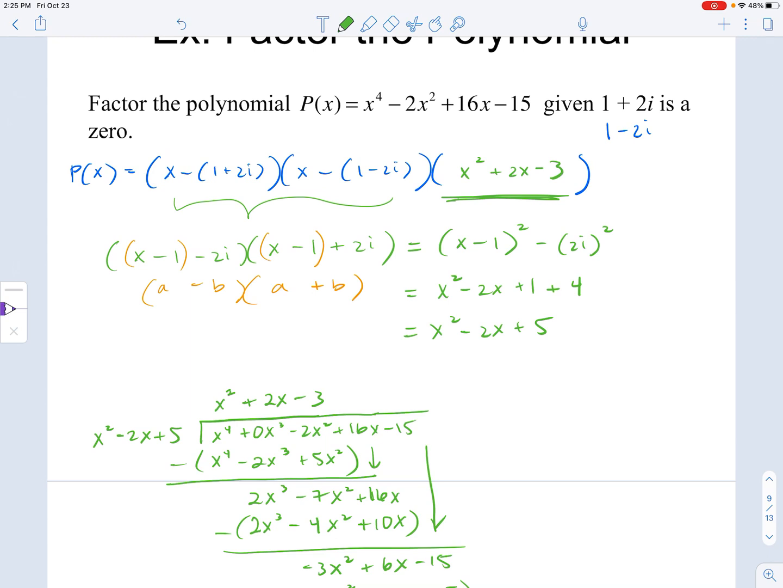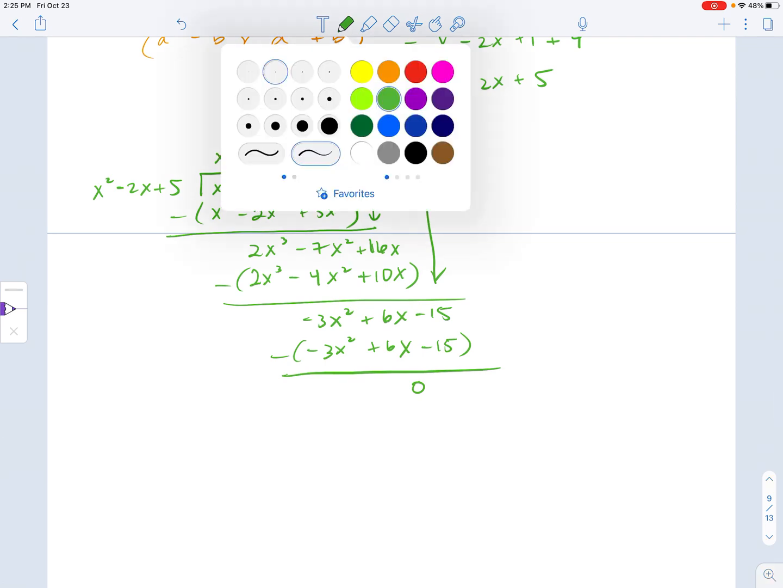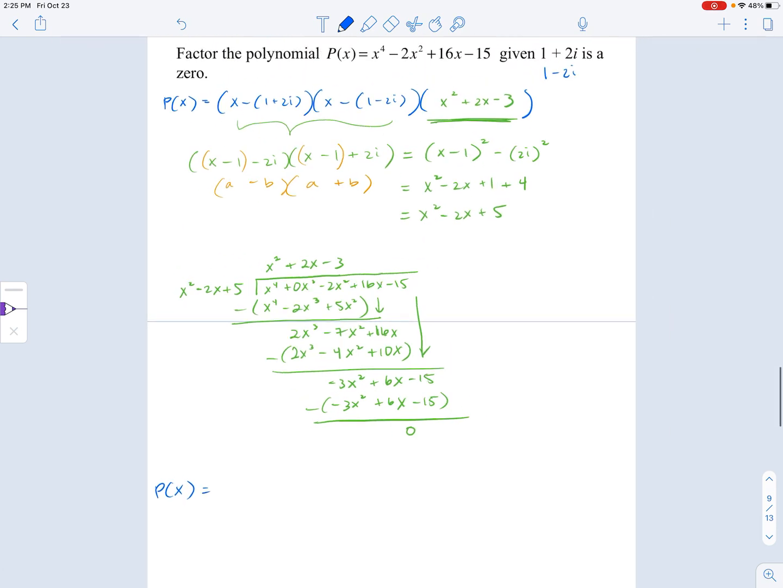Is that the same factor that we had before? No, it's just similar. Okay, so that factor, so p of x in factored form is x minus 1 plus 2i times x minus 1 minus 2i. And then x squared plus 2x minus 3 factors to be x plus 3 times x minus 1.